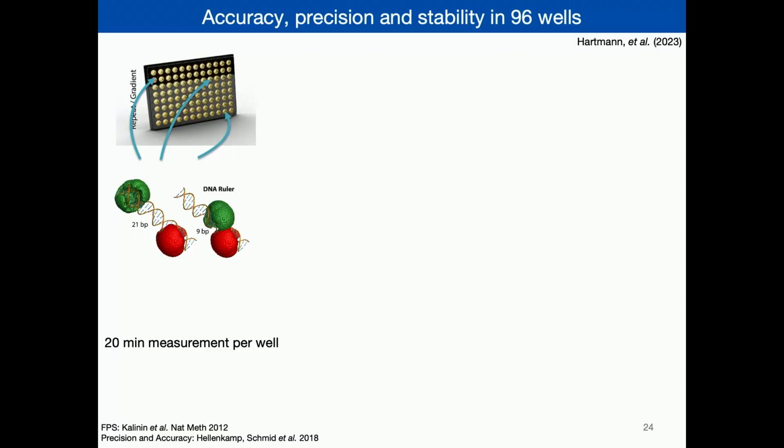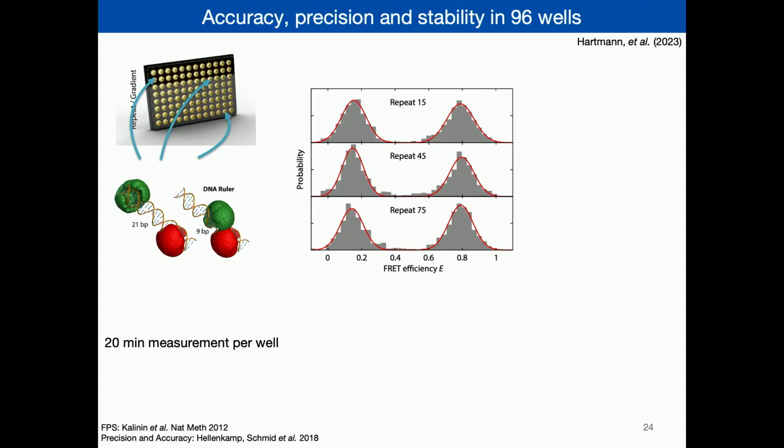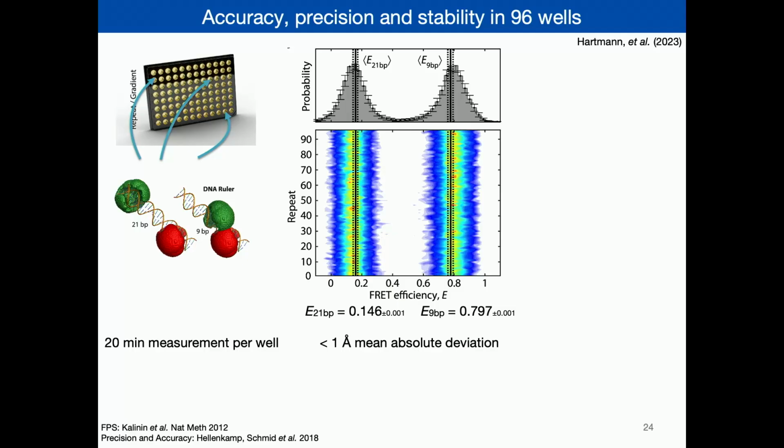So we measure per well 20 minutes in this case. And then I show you some examples, well 15, 45, and 75, and we get these transfer efficiency histograms, and they look fairly similar. What I could do now is I could show you 96 transfer efficiency histograms. This might be a little bit boring also for us. That's why we came up with a different visualization.